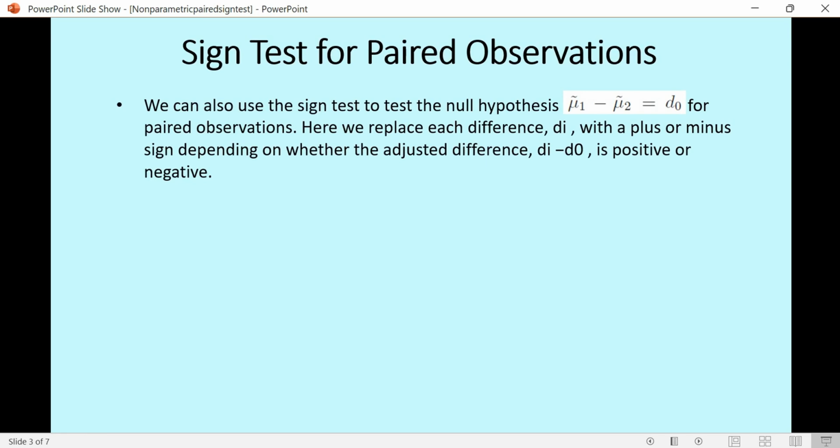The sign test can also be used for paired observations. Here we observe paired values for one subject, and we take both values and use the difference between these two, for example D1 minus D0. If it is positive or negative, then we set a plus or minus sign for this value. The null hypothesis we test is that the population median difference equals an assumed value. Next we will show an example.